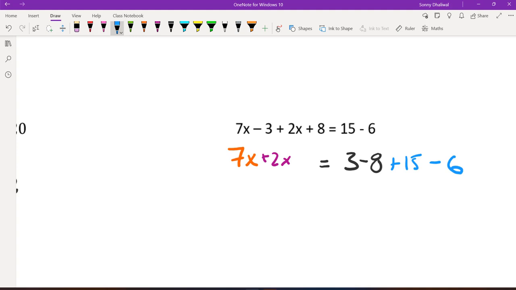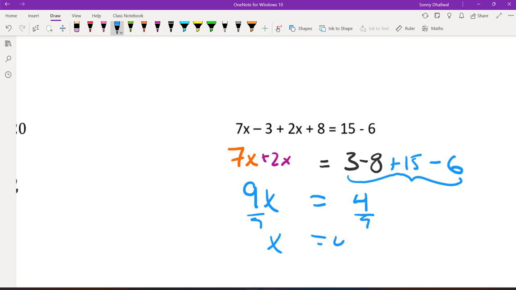All right, so I combine these together. I get 9x. Combine all of those together. I think the answer was 4. And divide by 9. Divide by 9, you get 4 over 9, which is great.